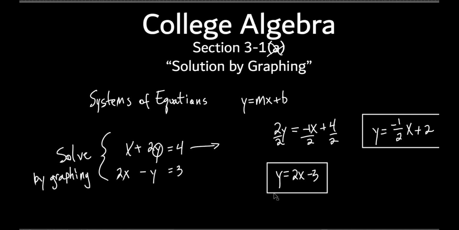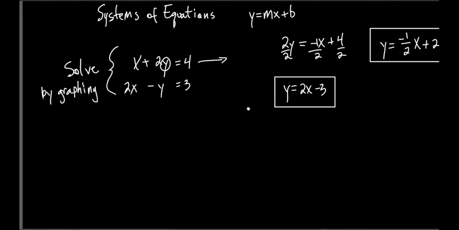Everybody with me on that? And that should be easy to graph too. Wouldn't you agree? Yeah, negative 3 is the y-intercept. The slope is 2 over 1, right? Rise 2, run 1, and then you've got a graph. I'm going to put both of these graphs on the same graph, okay? They're not two separate things because they go together.